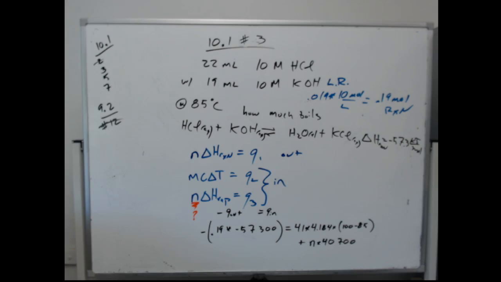Wait, so wouldn't the 41 that we have right there be the N that we're looking for in the problem? I'm confused. No, the 41 is the total amount of water. That's not what the problem is asking for. It's looking for the moles of water boiled. It might be 0 moles of water boiled.